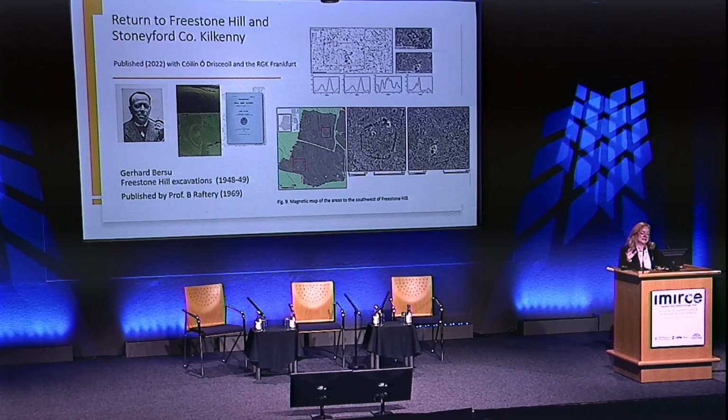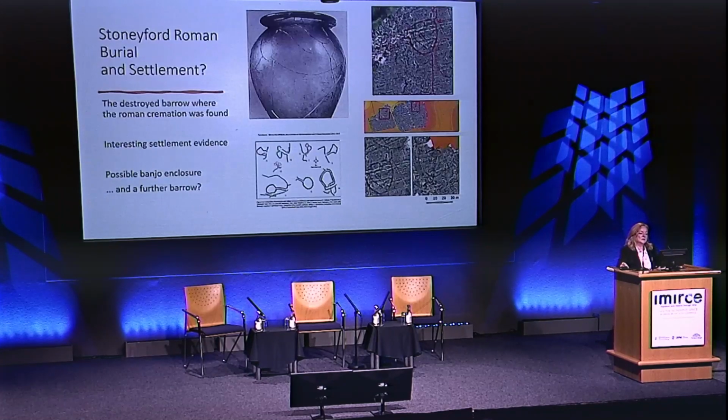But we wanted to do that because there is another site nearby, which we also did a lot of geophysics on, and we think we have located the burial site of the Roman Eisingsform cremation that was found. And again, the dead do not bury themselves, and this was found in the correct Roman form in Stonyford in County Kilkenny. So we also think we've discovered another potential burial site, and we also think we have this very unusual banjo-type enclosure, which is regarded as earlier Iron Age and quintessentially an English type of monument. So much more to do on these sites.